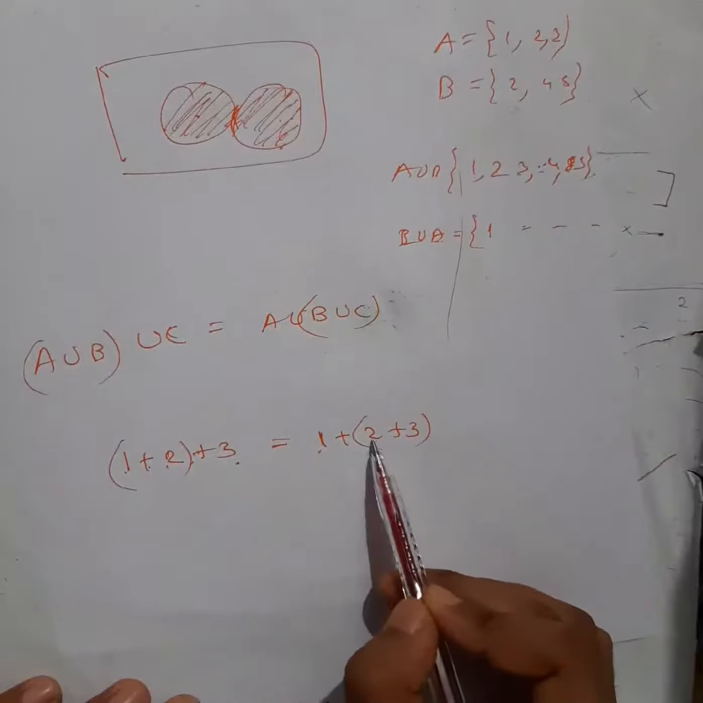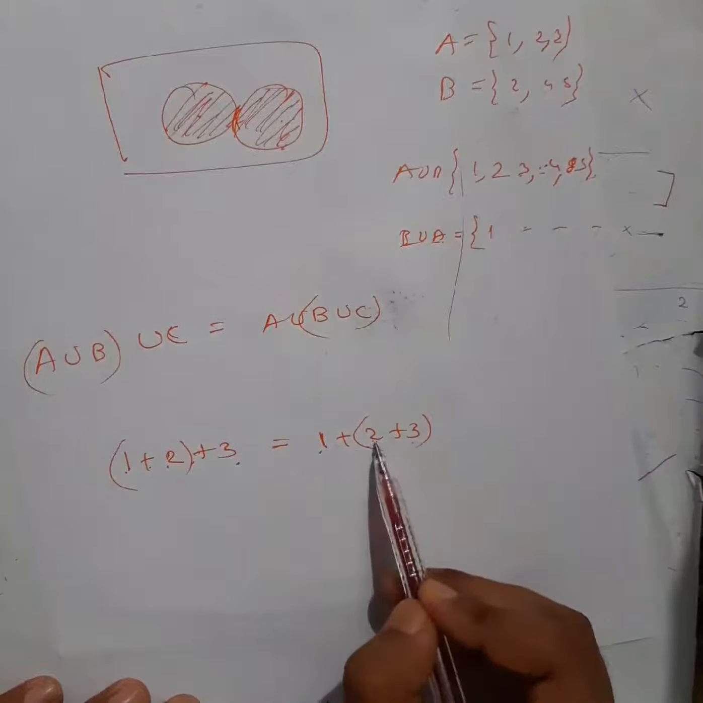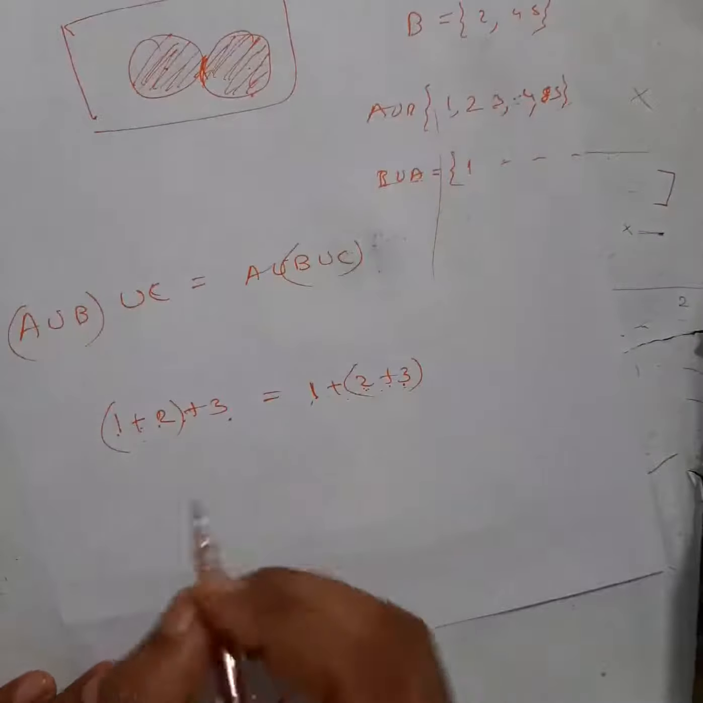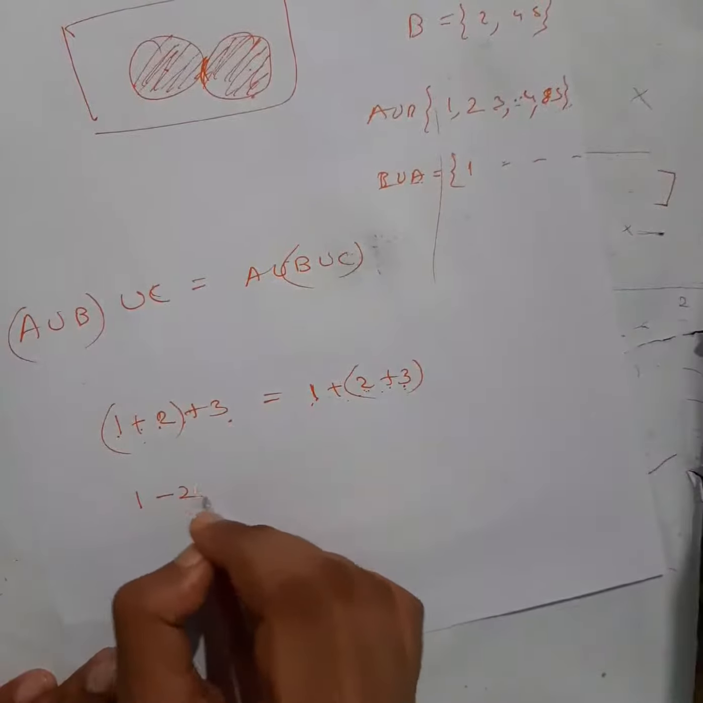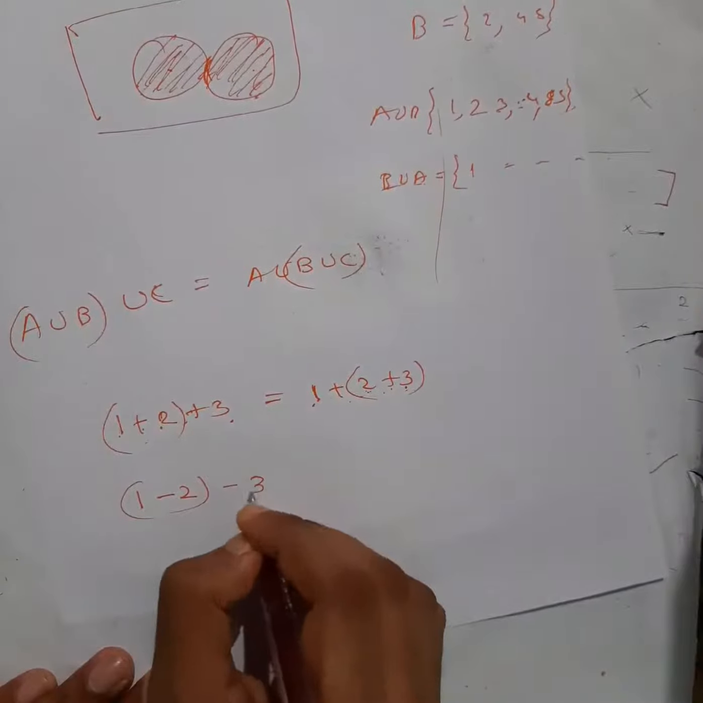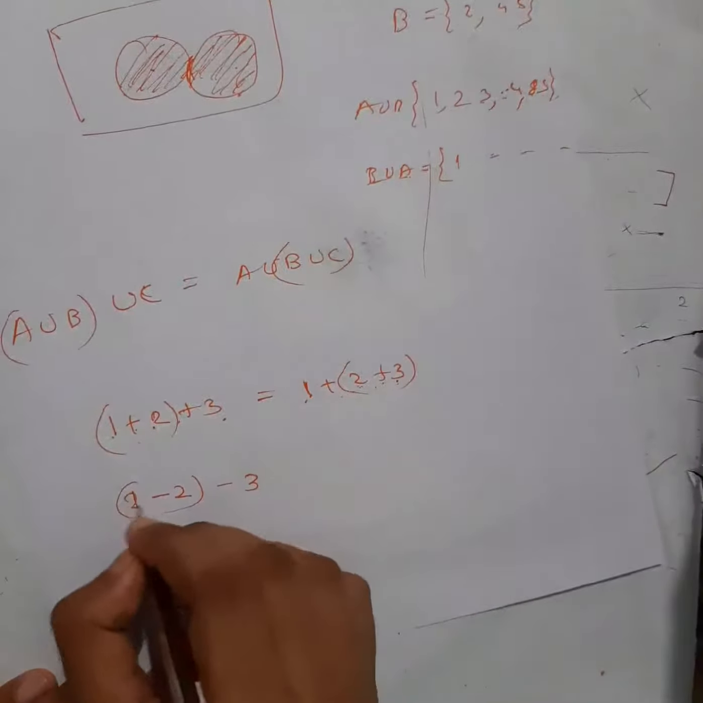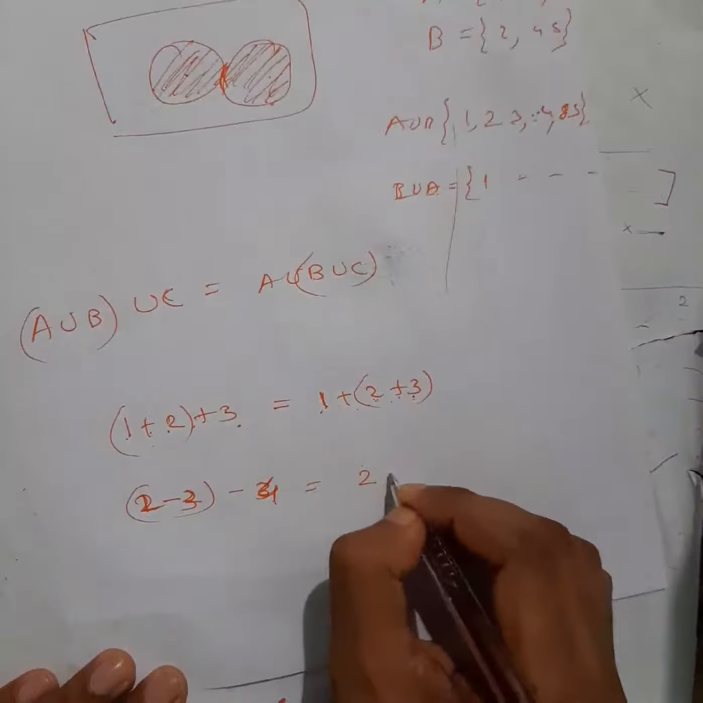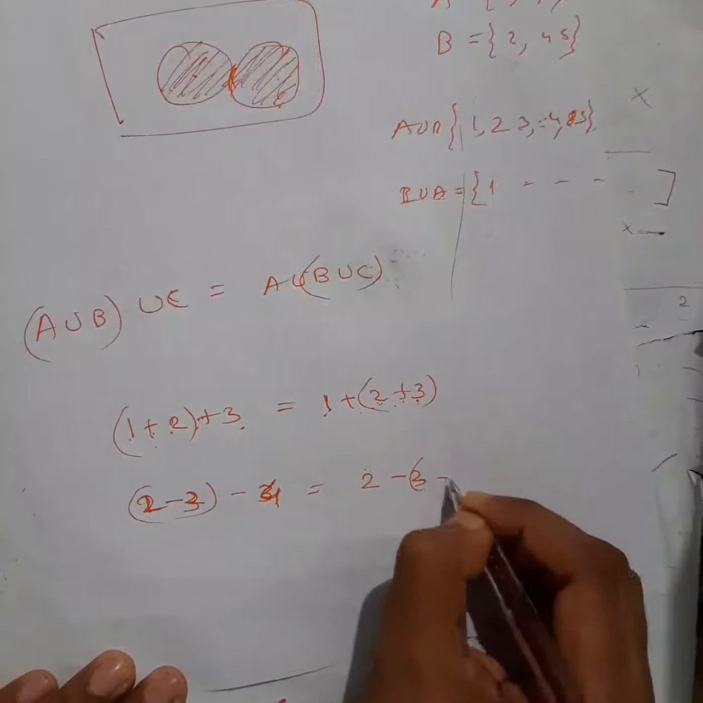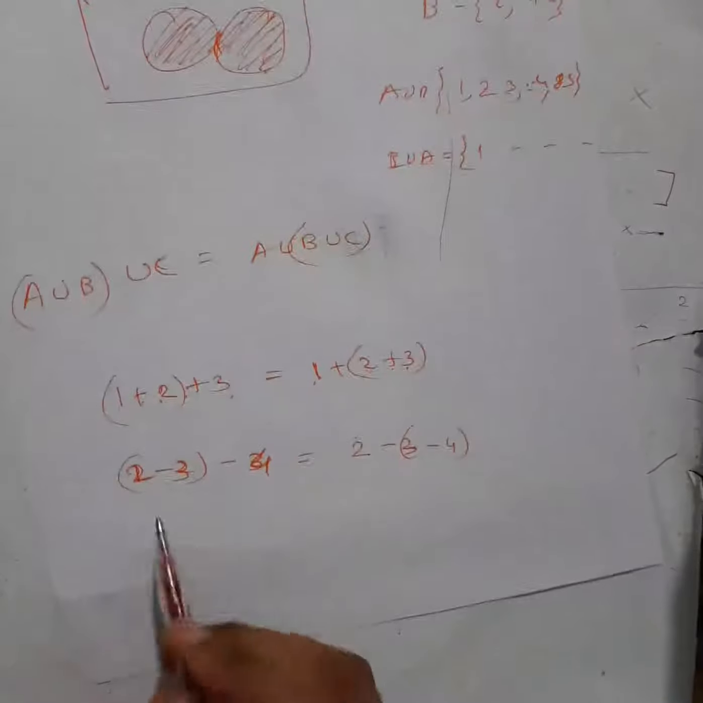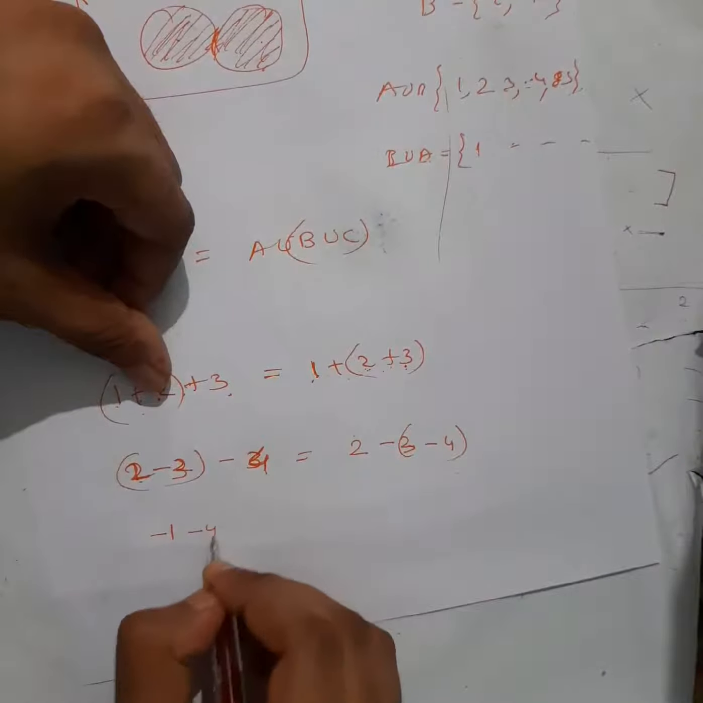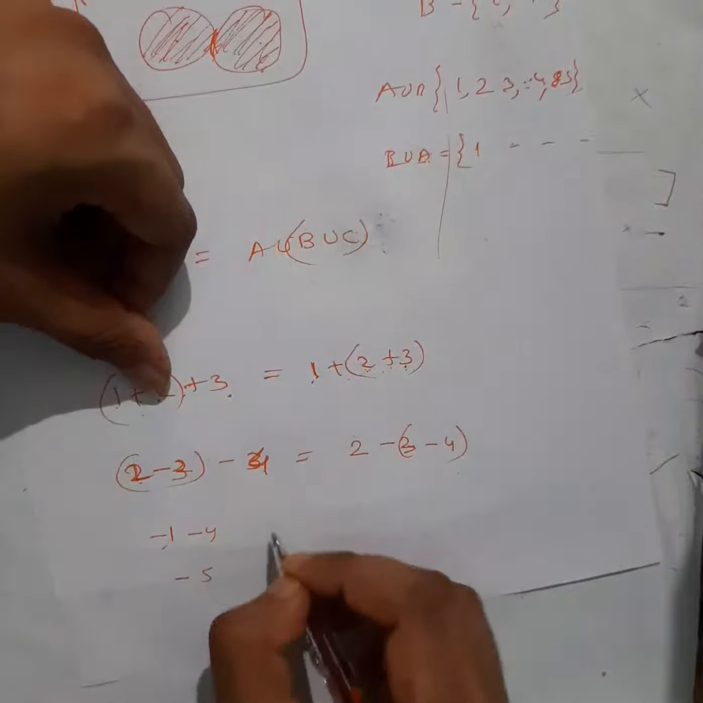In this case the bracket comes first, right? So you have to solve this one first. 2 plus 3 is 5, 5 plus 1 is 6. So you can see in this case it is the same. But if it is subtraction, let me take 2, 3, 4. If I change the bracket, will it be the same? 2 minus 3 how much? Minus 1. Minus 4. This will give you minus 5.